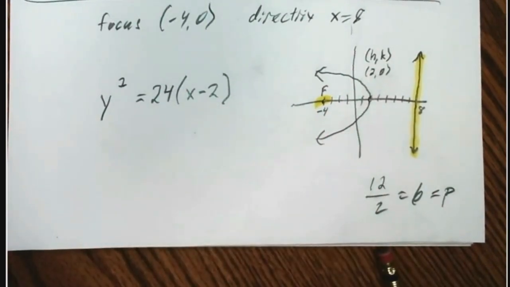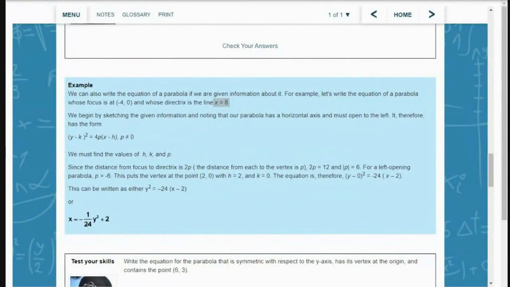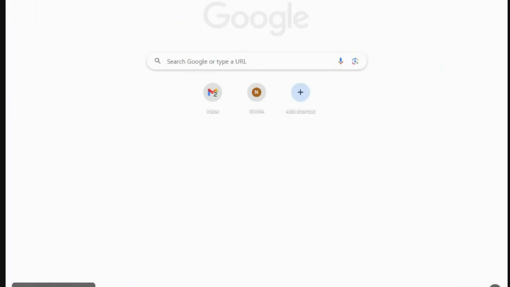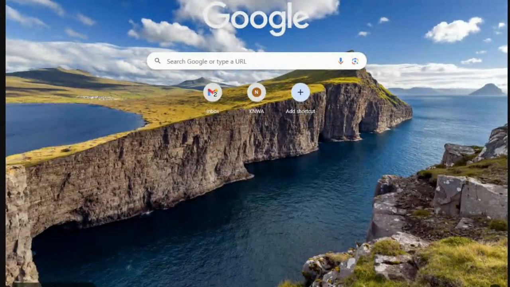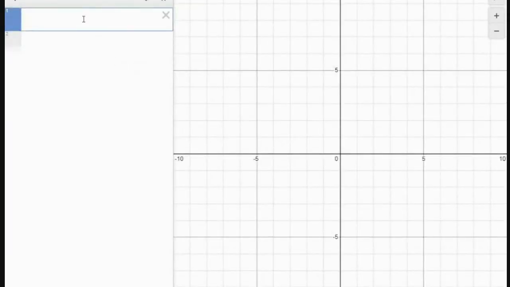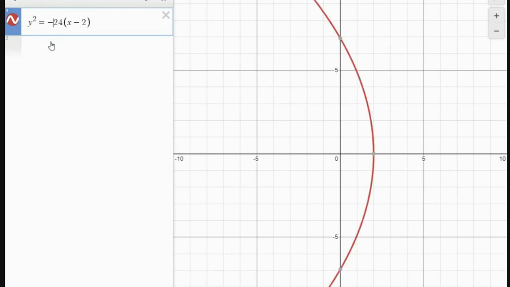Now let's actually graph that and see if that works correctly. So we'll go over to Desmos now. We'll use GeoGebra and Desmos today just to get out there and experiment with some math tools. All right, so if we said our equation was y squared equals 24 times x minus 2. Oh, it has to open left. It's a negative. We forgot that little detail.